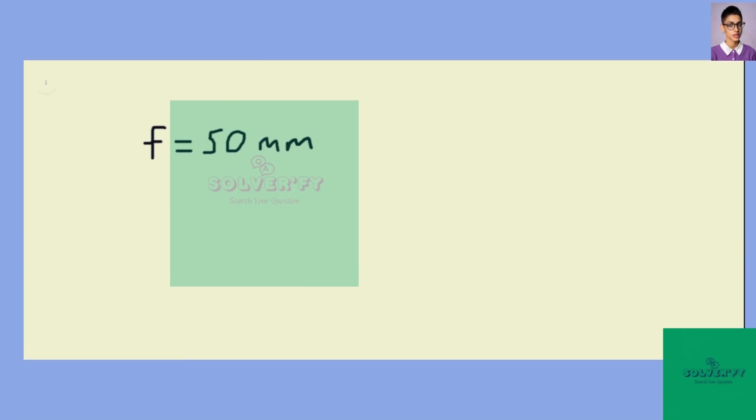So for part A, if the image is real, then the focal length is going to be positive, and the image distance is going to be positive. Therefore, the magnification is negative. So the distance to the image here, since we're told the magnification is 2.5, the distance to the image is going to be 2.5 times the distance to the object.